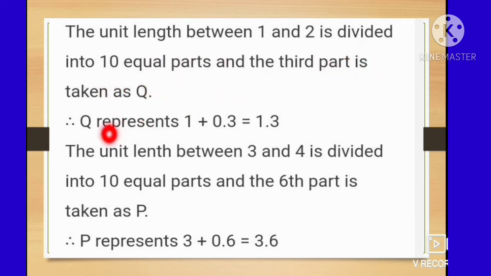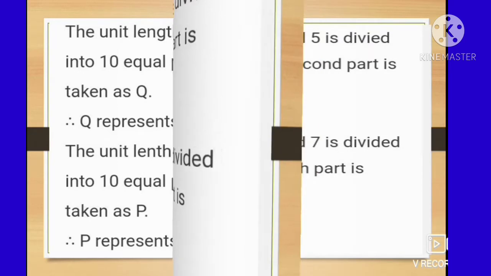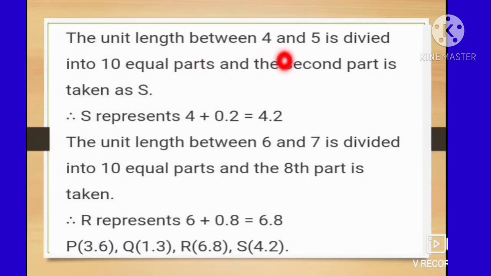Write down: the unit length between 1 and 2 is divided into 10 equal parts, and the third part is taken as Q. Q represents 1 plus 0.3 is equal to 1.3. The unit length between 3 and 4 is divided into 10 equal parts, and the sixth part is taken as P. P represents 3 plus 0.6 is equal to 3.6. The unit length between 4 and 5 is divided into 10 equal parts, and the second part is taken as S. S represents 4 plus 0.2 is equal to 4.2.